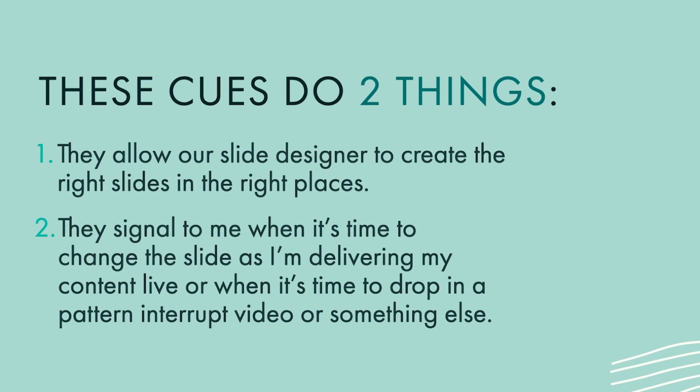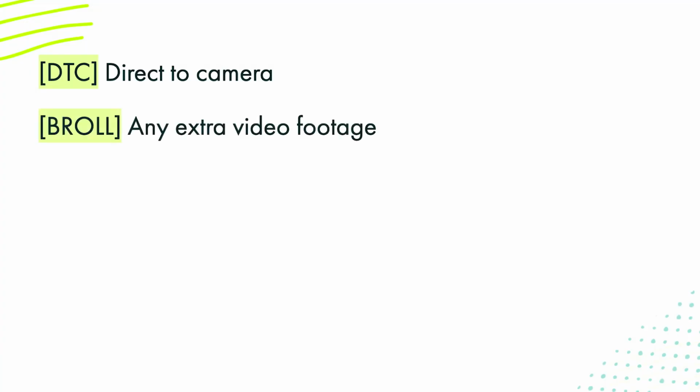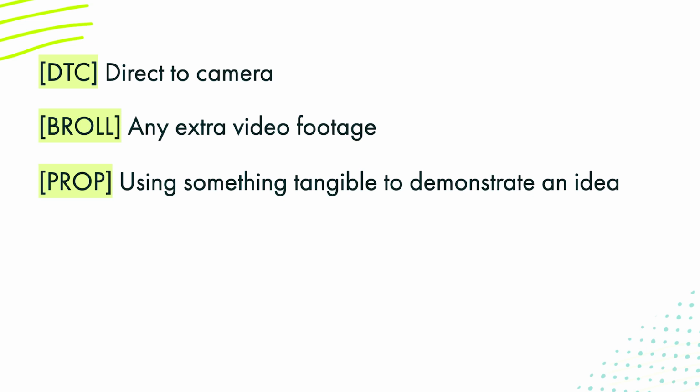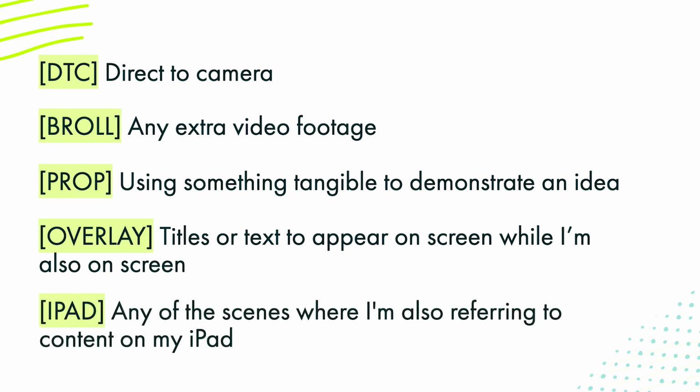For this version of EPM, where I switched from slide and voice to direct-to-camera video, I've added in a few more cues into my scripts, such as DTC, which stands for direct-to-camera, B-roll, which includes any extra video footage we may want to include, prop for when we're also using something tangible to demonstrate an idea or get a specific point across, like this skeleton, which I used in session 2 of this module to talk about how to turn your bird's eye view into the exact modules and sessions you'll provide. Then we've got overlay for any titles or text to appear on screen while I'm also talking, and iPad for any of the scenes where I'm also referring to content on my iPad.